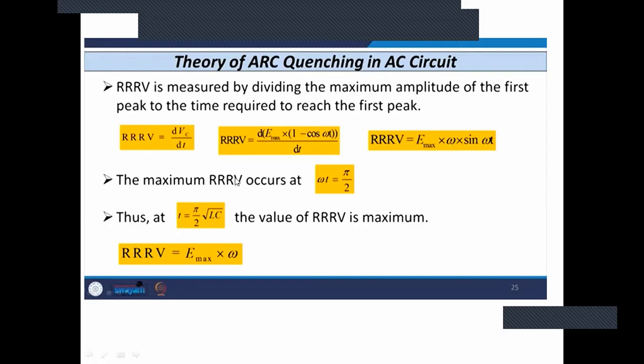The maximum RRRV occurs at omega t equal to pi by 2, because the sine is maximum at 90 degrees. So omega t will be pi by 2, meaning 90 degrees, and we will get the maximum RRRV value. Thus at t equal to pi by 2 square root of LC, the value of RRRV will be maximum, so E maximum into omega.